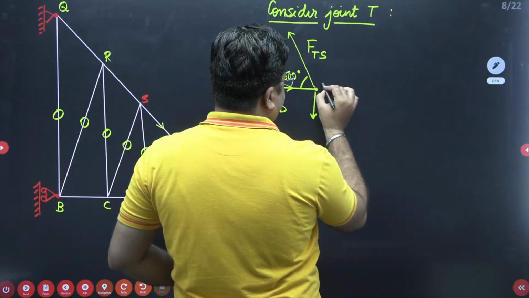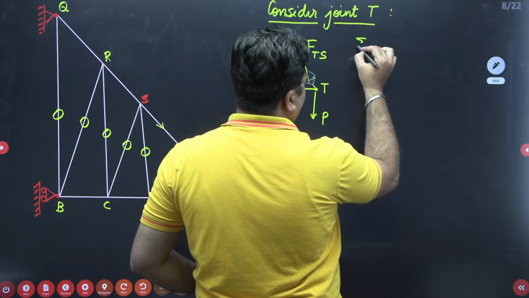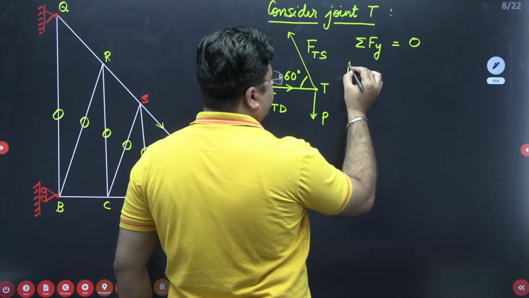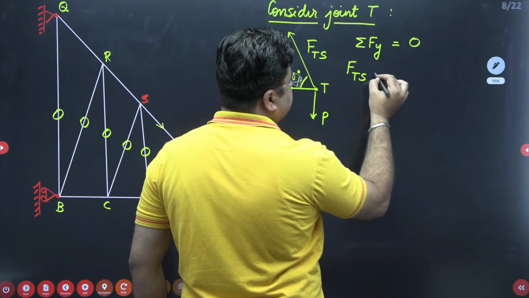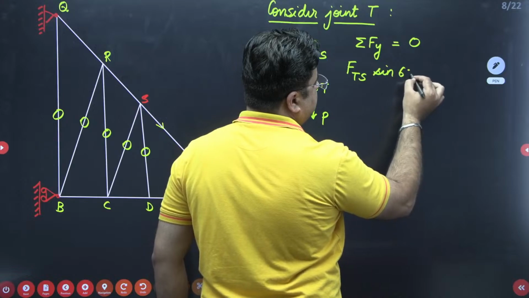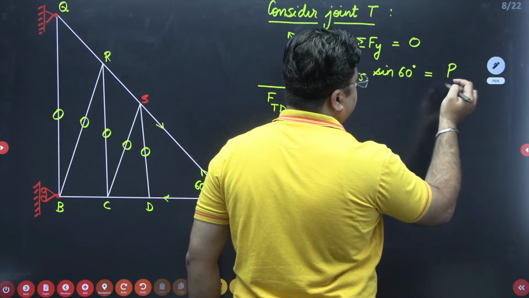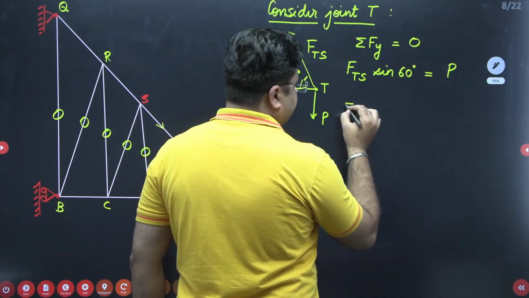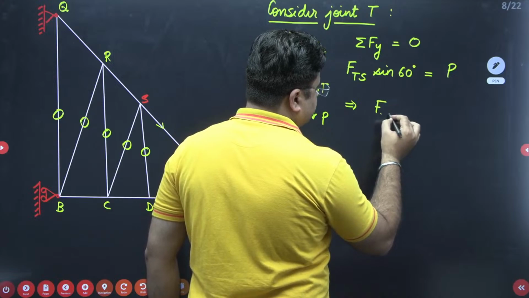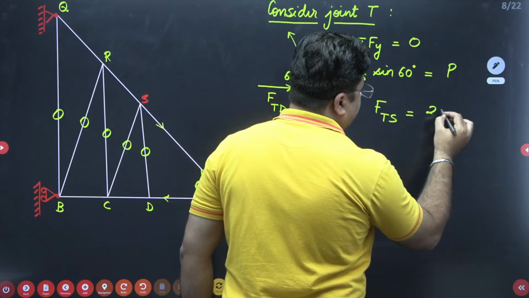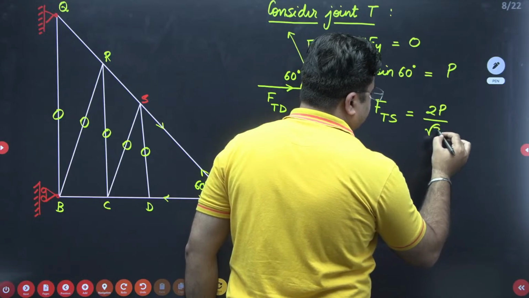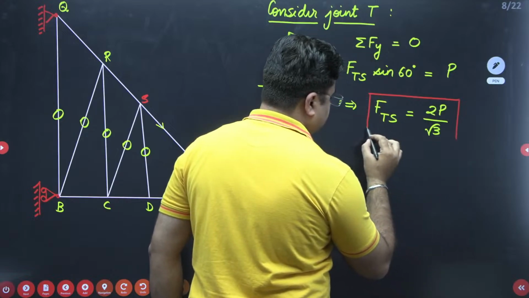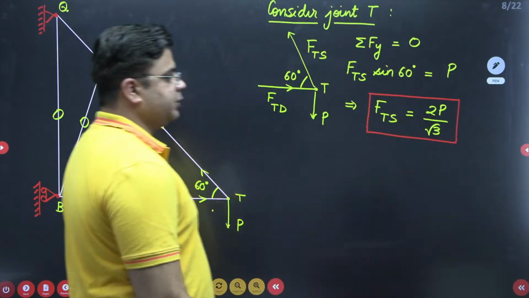So this is joint T, right? Take the summation of vertical forces equal to 0. So F TS sine 60 degrees should be equal to P. Now sine 60 degrees is root 3 by 2. So FTS is equal to 2P by root 3. This is my first member force, right?